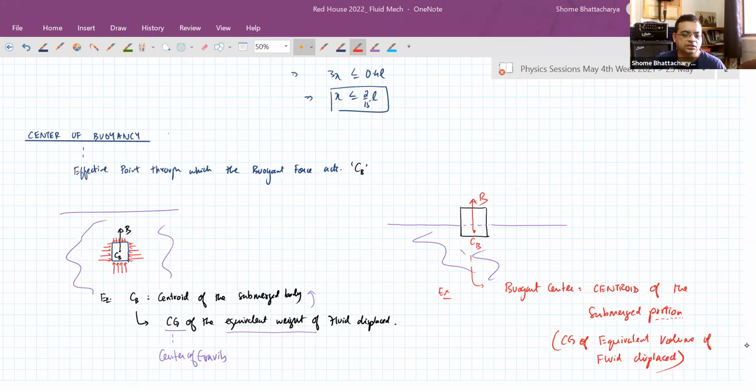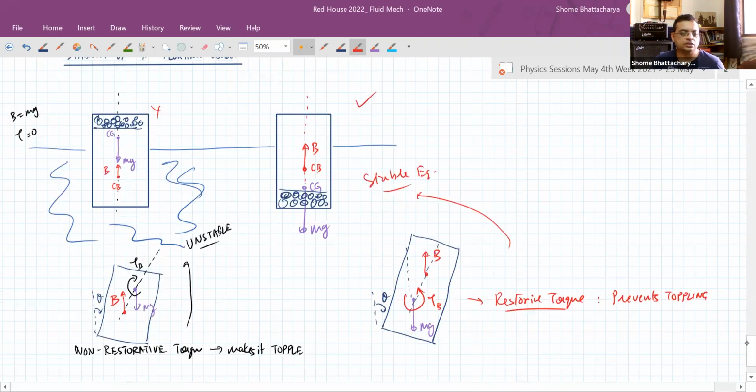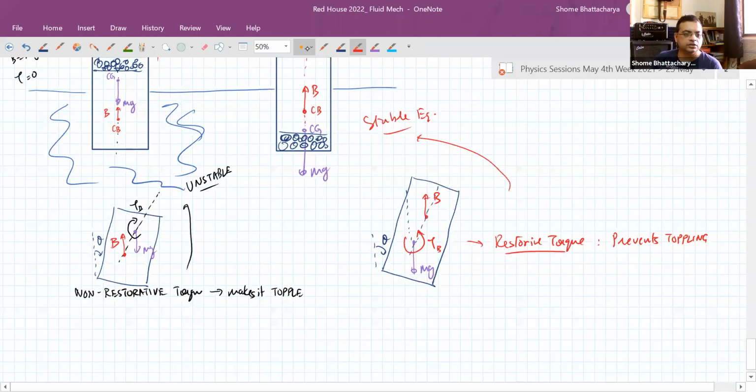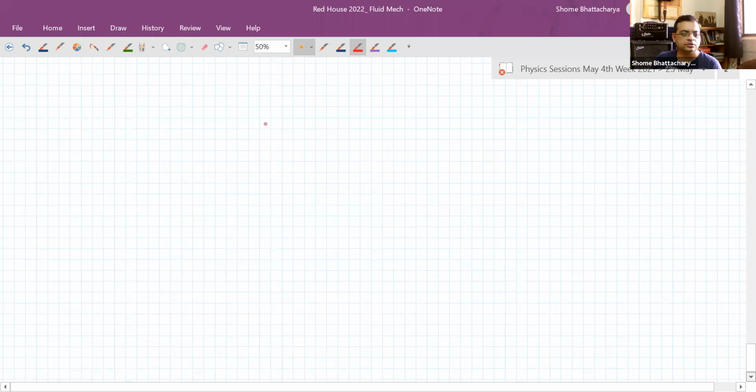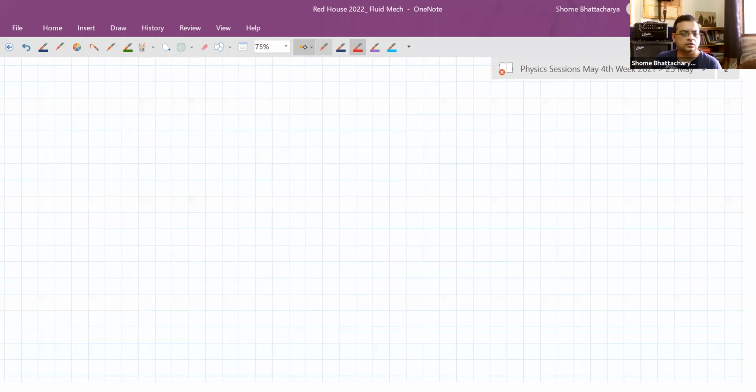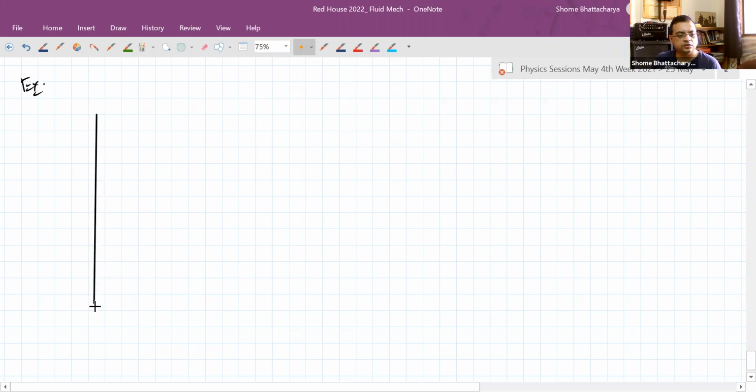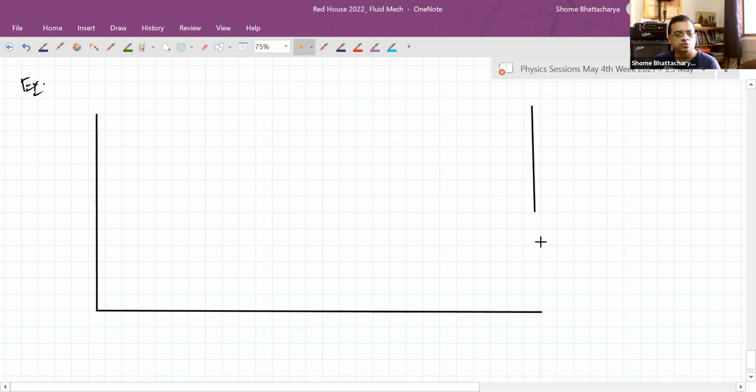Now let's see a typical JEE level question involving this center of buoyancy concept. For example, we have this situation. This is, let's say, a water tank. And initially we haven't filled water.